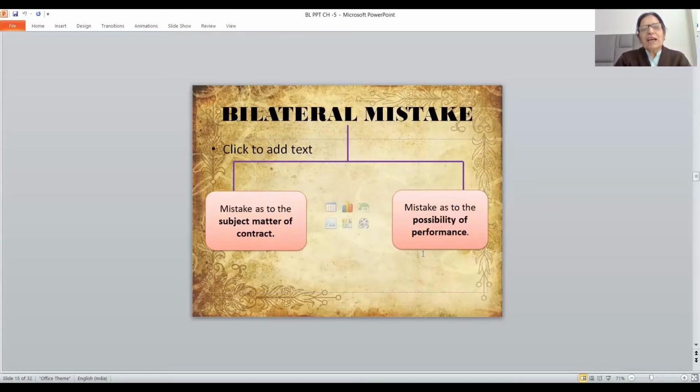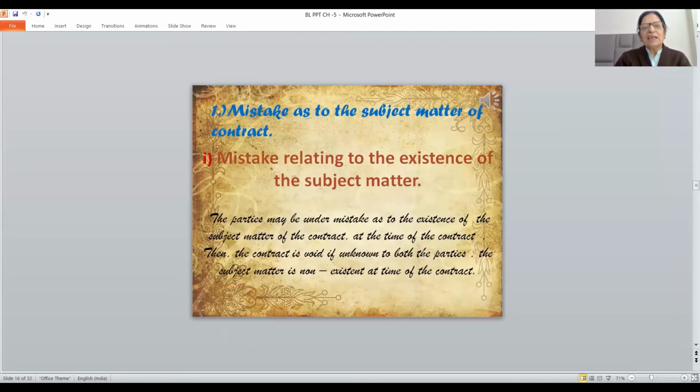Now, bilateral mistake, as I have told you earlier also in my lecture in the beginning, can be of two types. One is mistake as to subject matter of the contract, and second is mistake as to the possibility of performance. Now, mistake as to subject matter of the contract can be of 6 types. All 6 types I have given you. Now I'll explain all the points one by one. The first one is before you, which is mistake relating to the existence of the subject matter. Both the parties were under mistake as to the existence of the subject matter. The item did not exist, but it was not known to the parties.